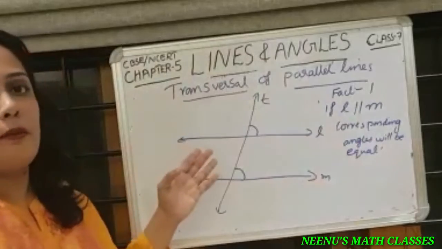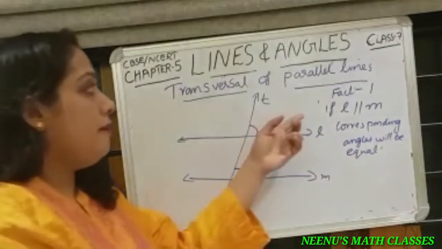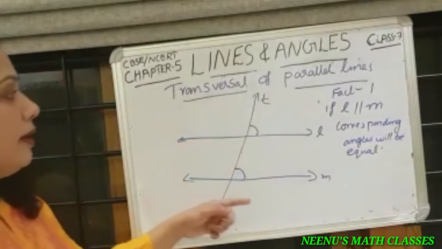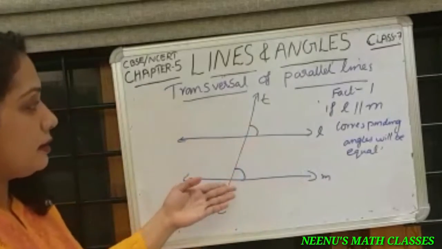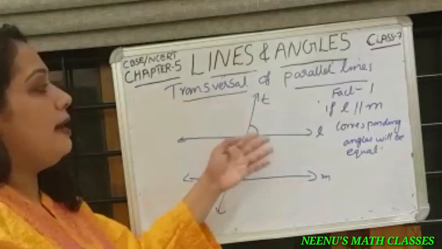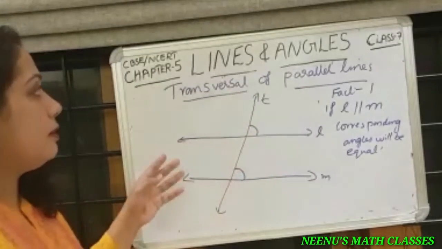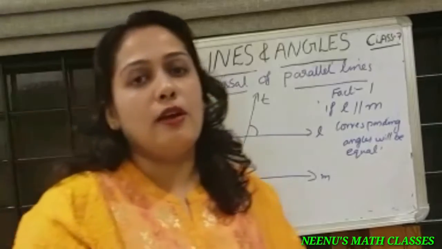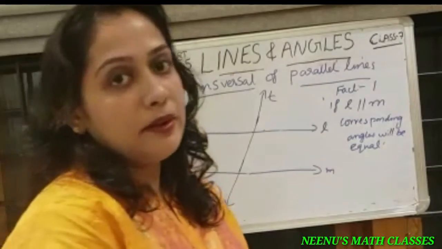This is fact number one. If L is parallel to M, then the corresponding angles are equal, and vice versa: if corresponding angles are equal, then L is parallel to M. This is fact number one. Now the next property of a transversal of parallel lines is fact number two.